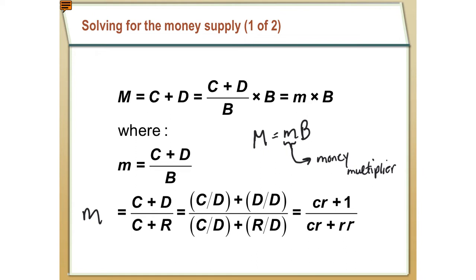So divide everything by d, then we get c over d, which is the currency deposit ratio, plus d over d, which is just the number 1. C over d, again, is our currency deposit ratio. Reserves divided by d is equal to the reserve deposit ratio. So again, the money multiplier, instead of just being the simple expression that we talked about in part 1, is now this term here, CR plus 1 over CR plus RR.